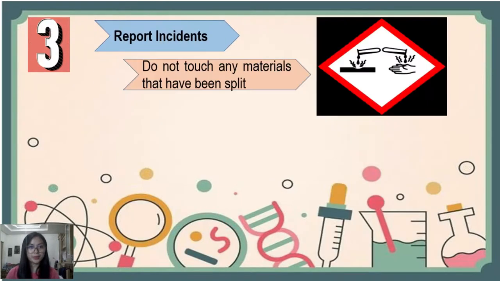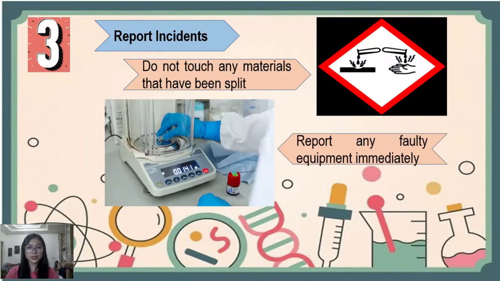Next, third, report incidents. So do not touch any materials that have been spilled, just like this picture, because it would lead to burning our skin. For example, hydrochloric acid is very acidic and it could irritate our skin. And report any faulty equipment immediately if the students observe that a certain balance is not working properly. So tell the students to report it to us, the teachers.